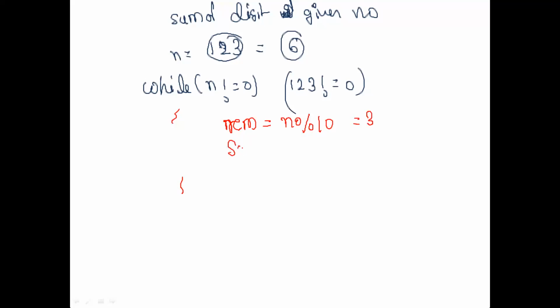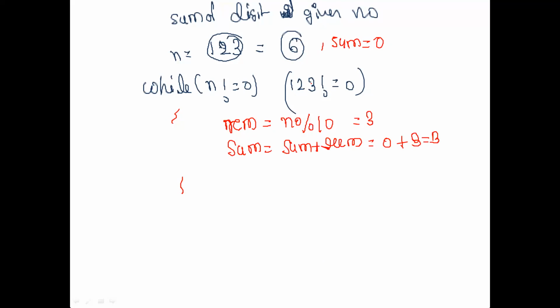After that, what you need to do is sum equal to sum plus remainder. The Java code is also fine. I'll post both of these in the group itself. Initially you will make the sum value 0. So initially my sum is 0. Here you will say 0 plus 3. So now your sum will become 3.